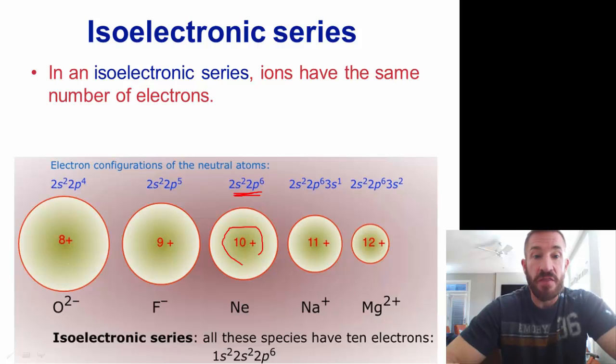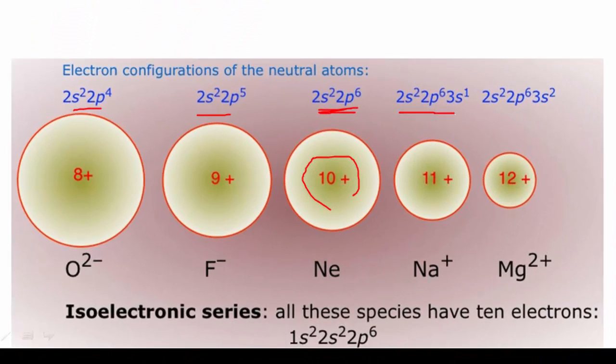Now notice these electron configurations that are written at the top are the ones of the neutral atoms. But what happens for oxide ion, this 4 is changed to 6, and for this fluoride, the 5 is changed to 6, and then of course neon stays the same. And then for sodium, you lose the 3s1, and then for magnesium, you lose the 3s2 because you've lost 2 electrons. Every single one of these atoms has electron configuration 1s2, 2s2, 2p6.